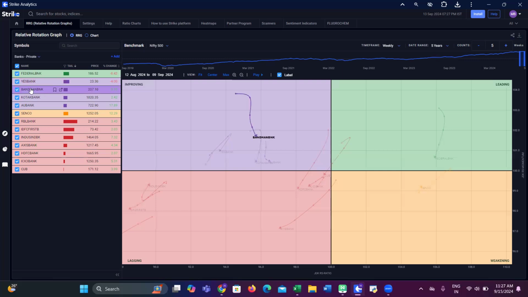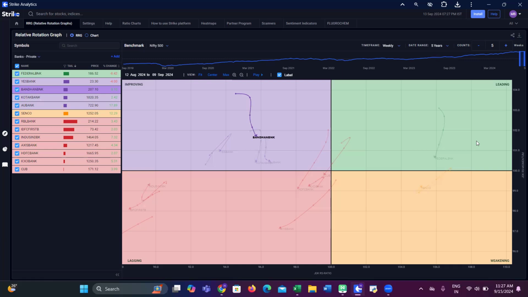Bandhan Bank is in the improving quadrant, but with a reduction in the RS momentum, though there is a slight increase in the RS ratio. Remember, folks, I have already covered this in various previous recordings. The X-axis represents the RS ratio, and the Y-axis that you see on the right represents the RS momentum. The game is all about looking at the RS ratio and RS momentum, right? And the middle point is 100.